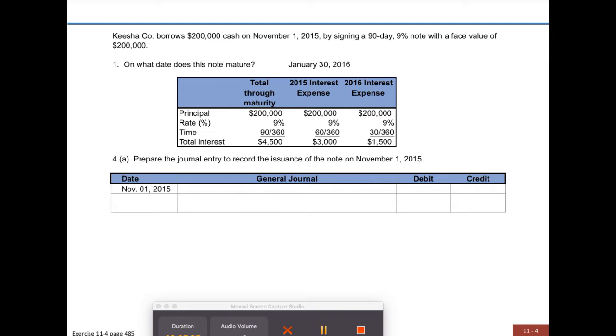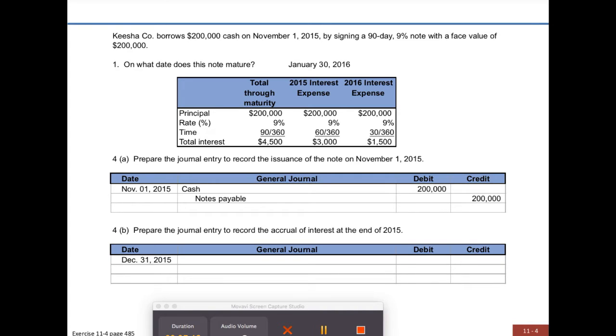Well, again, we're not worried on the issuance date about anything except the cash and the liability. Okay, not interest, no pun intended, but not interested in interest here again, because no time has passed. We start being interested in interest when time starts to pass. So of course, there was some time that passed between the issuance date and the end of the year, which we determined to be 60 days, or 2/3 of the total amount, and so that is the amount we want to recognize as of the end of the year.